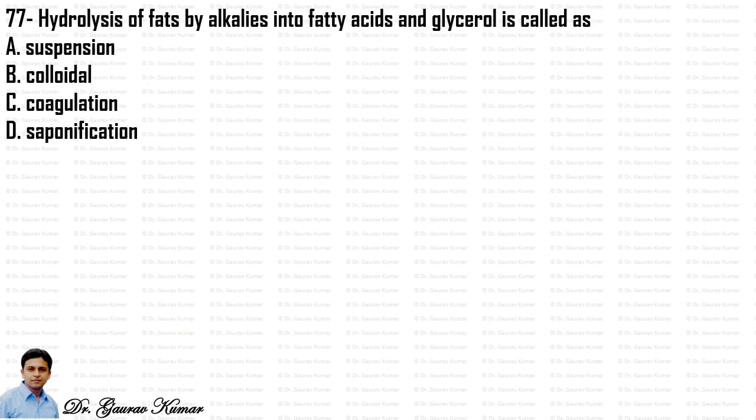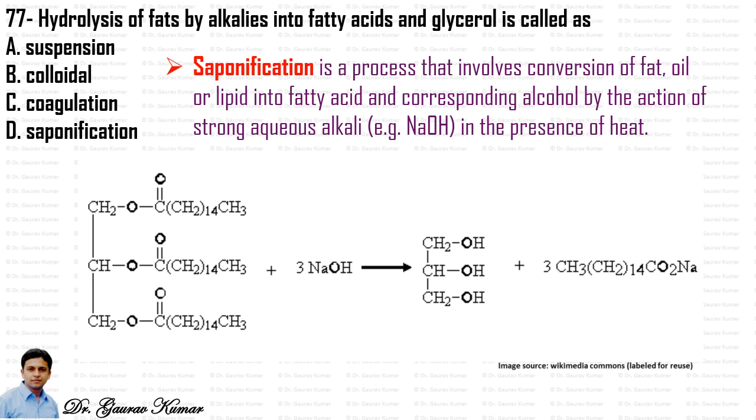Next question, hydrolysis of fats by alkalis into fatty acid and glycerol is called as. The options are suspension, colloidal, coagulation, or saponification. So saponification is a process that involves the conversion of fat, oil, or lipid into fatty acid and corresponding alcohol by the action of a strong aqueous alkali, for example NaOH, in the presence of heat. You can see the reaction in the image below. So the option D, that is saponification, is correct.